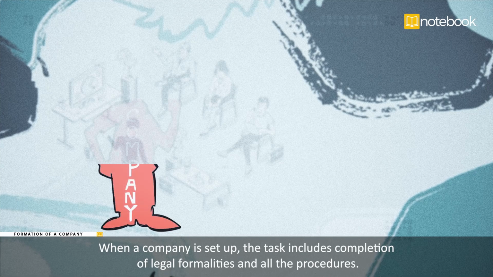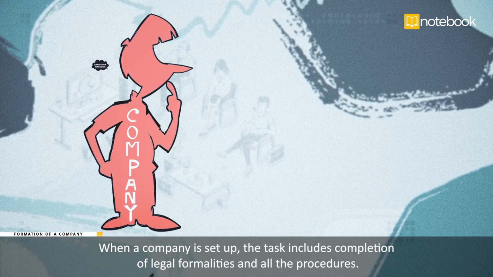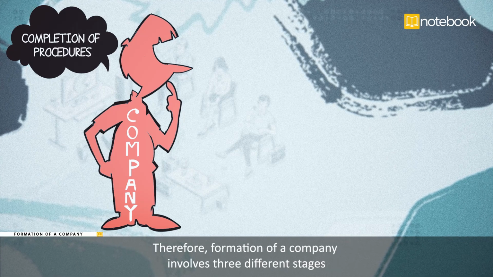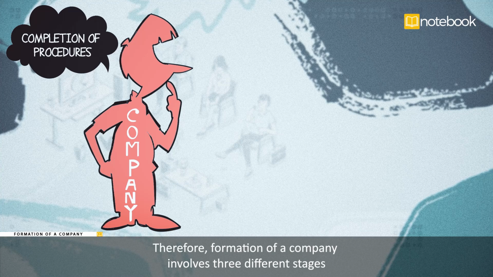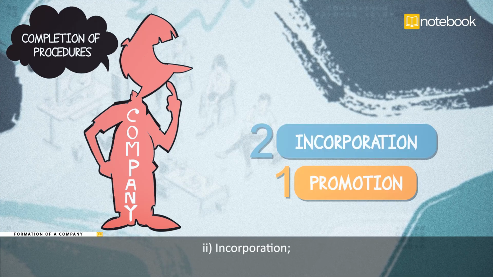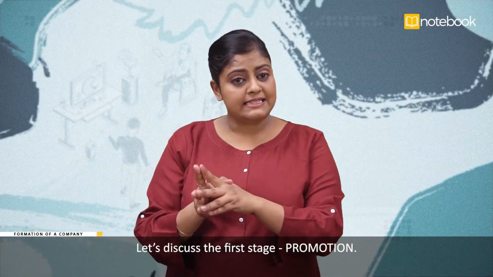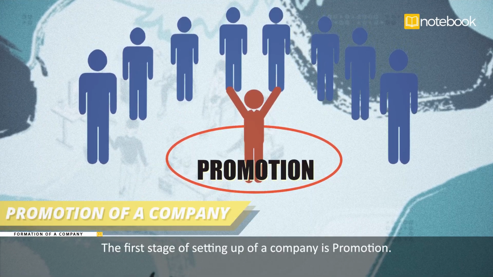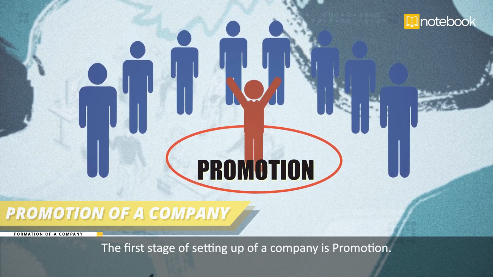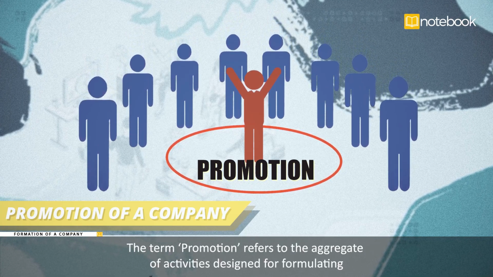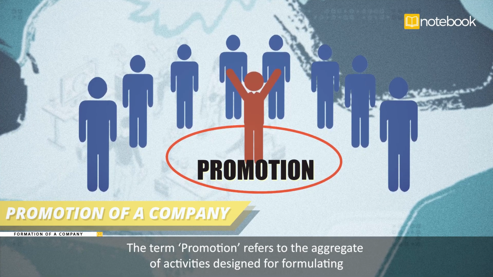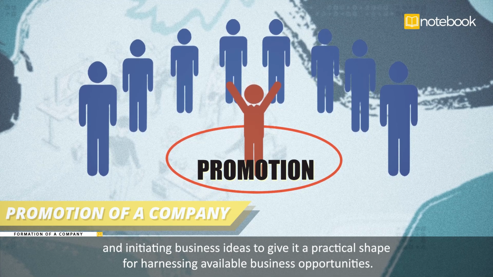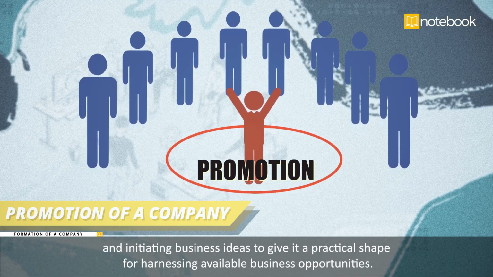When a company is set up, the task includes completion of legal formalities and all the procedures. Therefore, formation of a company involves 3 different stages: promotion, incorporation, and subscription of capital. Let's discuss the first stage, promotion. Promotion of a company. The first stage of setting up a company is promotion. The term promotion refers to the aggregate of activities designed for formulating and initiating business ideas to give them a practical shape for harnessing available business opportunities.